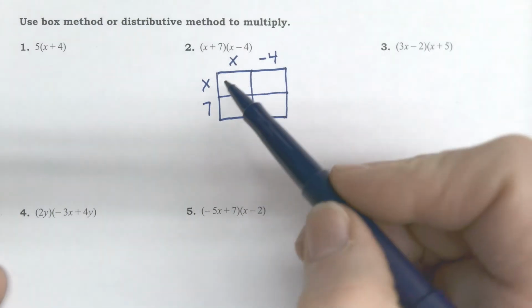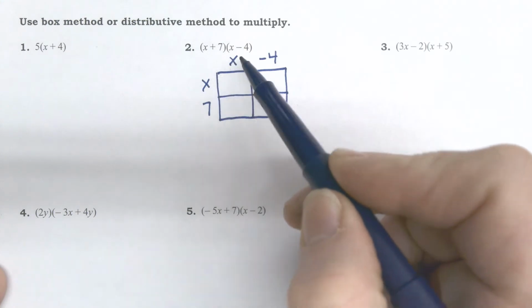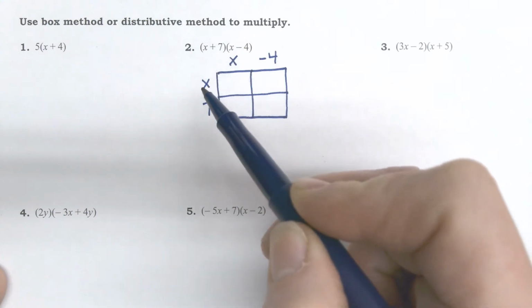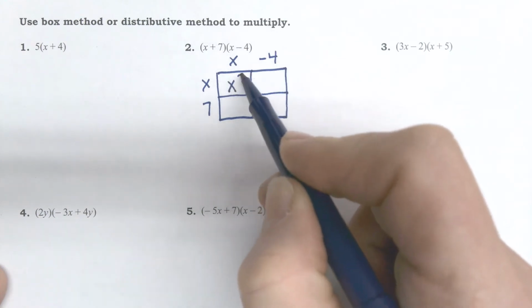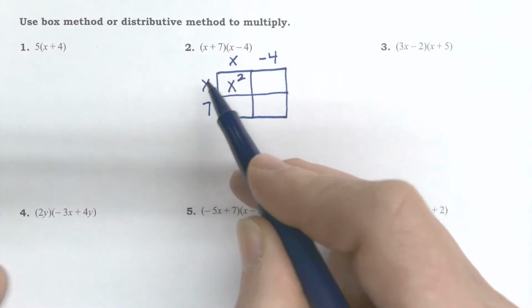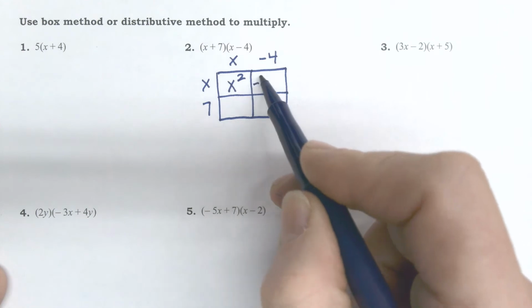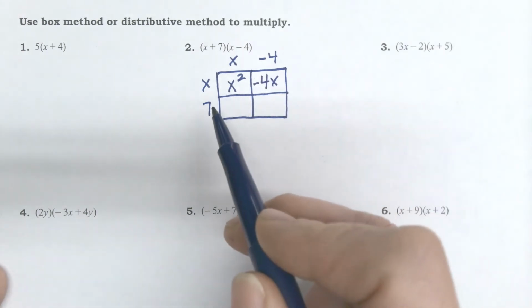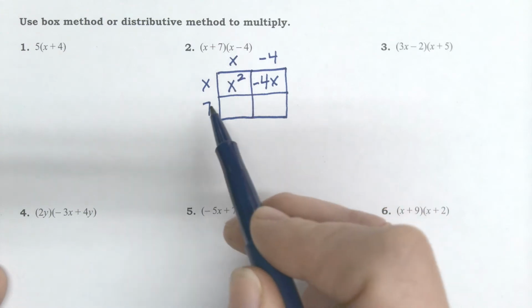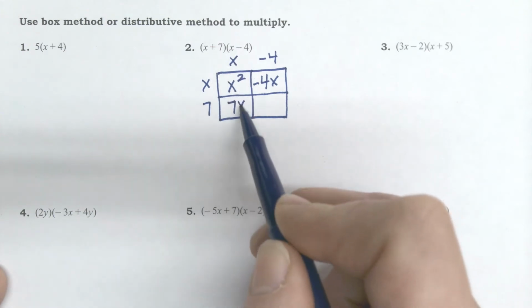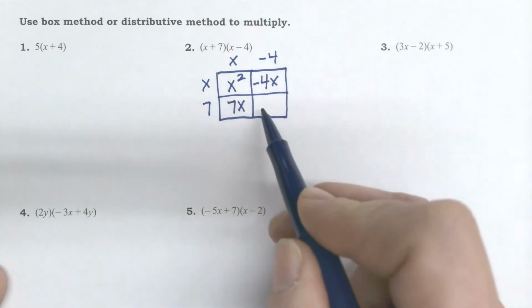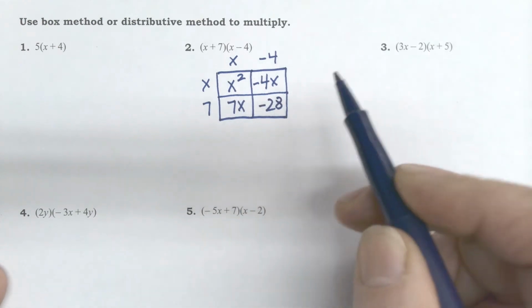And then remember, when we multiply, basically we're finding the little area. We're treating this as area. So I do x times x, x squared. X times negative 4, negative 4x. 7 times x, 7x. 7 times negative 4, negative 28.